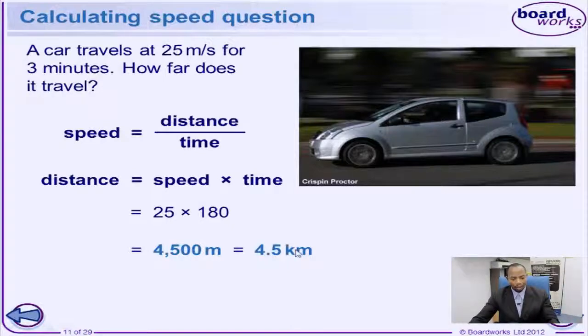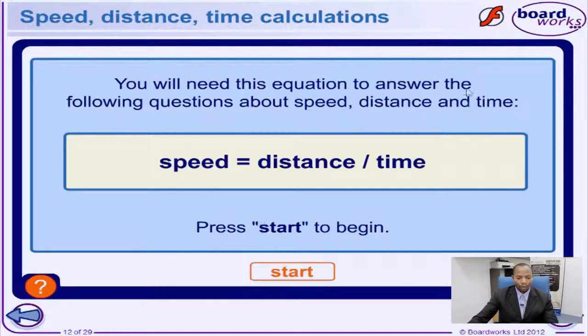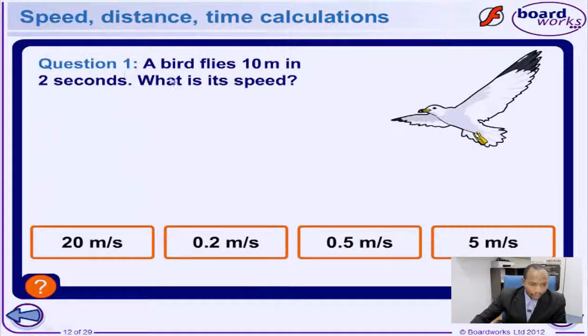Now let's move ahead. Let's take a look at some problems to illustrate the idea that we've talked about, to see if we understand exactly what we talked about. Take a look at this first problem. The first question says a bird flies 10 meters in 2 seconds. What is the speed?